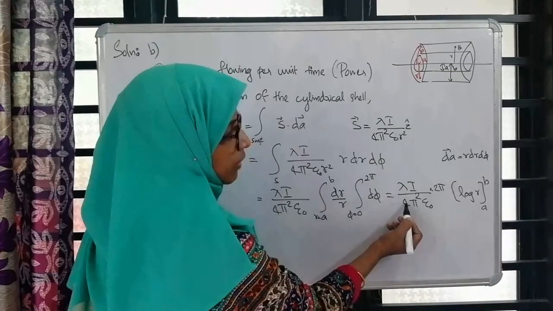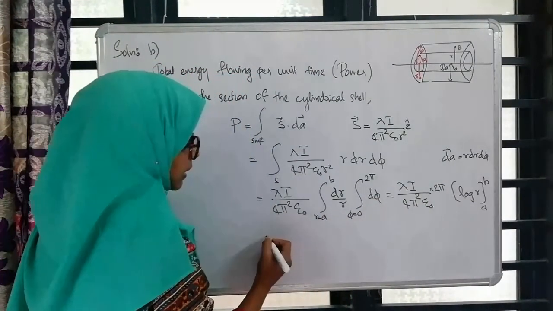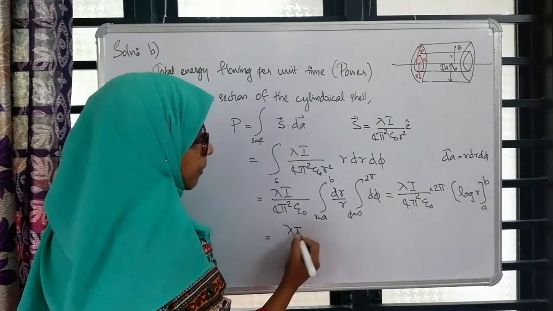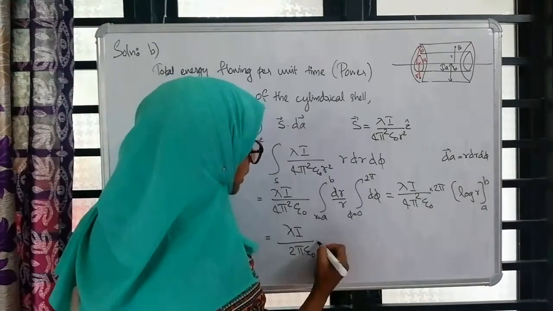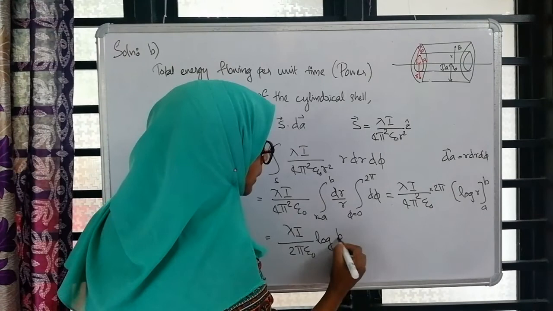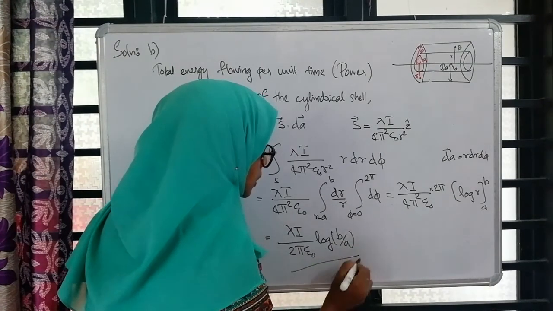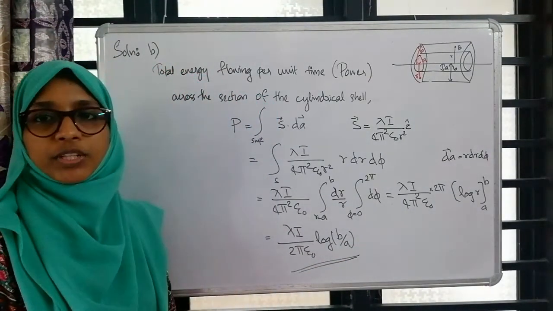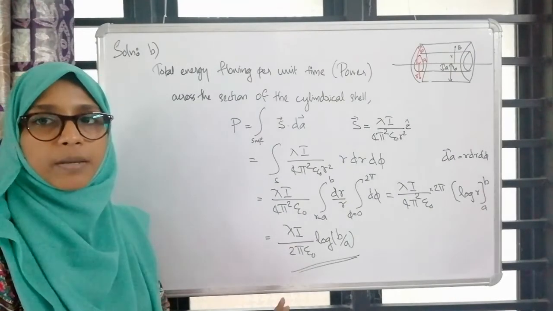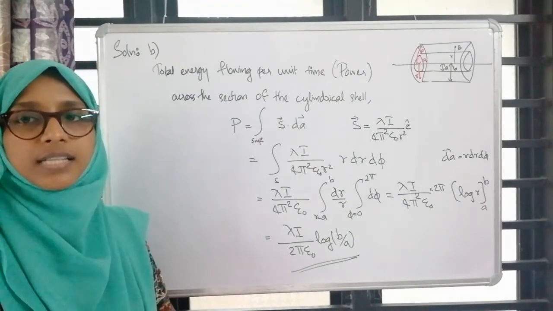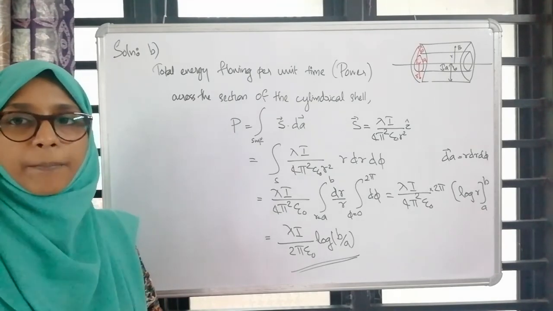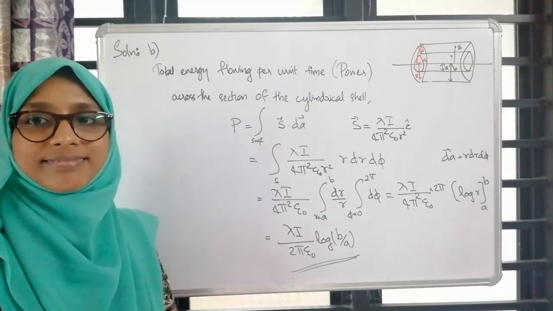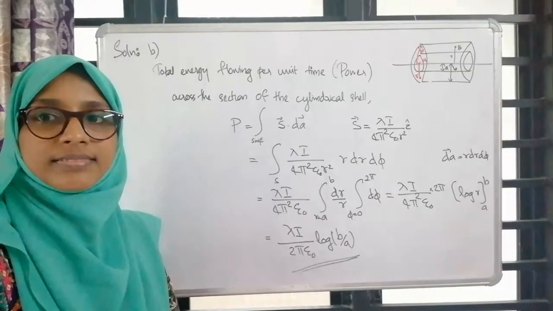We can cancel the 4 pi squared with the 2 pi, and the remainder is lambda I by 2 pi epsilon 0, and applying the limits, this turns into log b by a. This is the expression for the power transported, or the energy per unit time, in the considered cylindrical shell with inner radius a and outer radius b. Thank you.